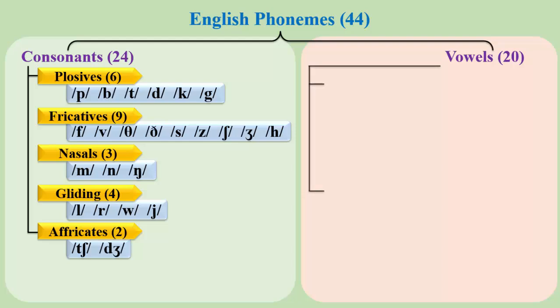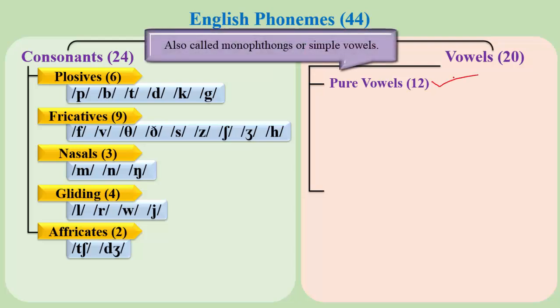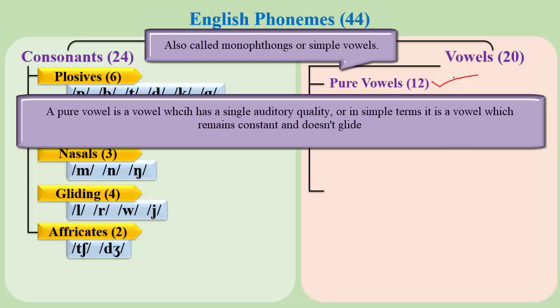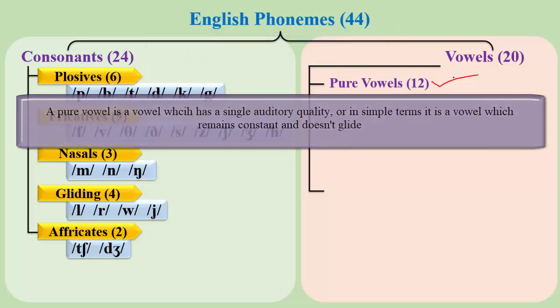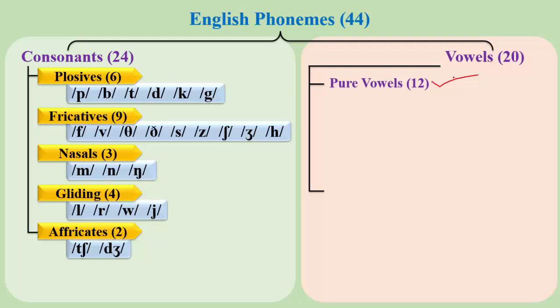In a nutshell, vowels are divided into 2 subcategories. The first is pure vowels. Pure vowels are sometimes called monophthongs or simple vowels. Now, what is a pure vowel? A pure vowel is a vowel which has a single perceived auditory quality, or in simple terms, it is a vowel which remains constant and does not glide, and it is perceived as one movement.